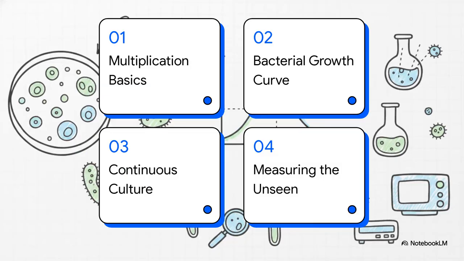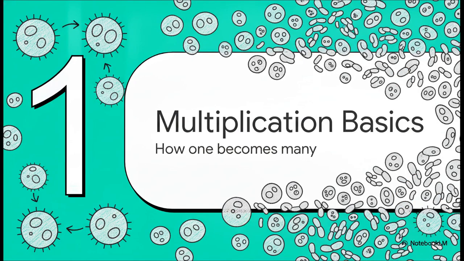Here's our quick roadmap for today. We'll start with the basics of multiplication. Then, we'll track the bacterial growth curve. Third, we'll look at continuous culture, basically how we sustain life. And finally, we'll dive into how we go about measuring the unseen. Let's get started. Okay, Section 1.